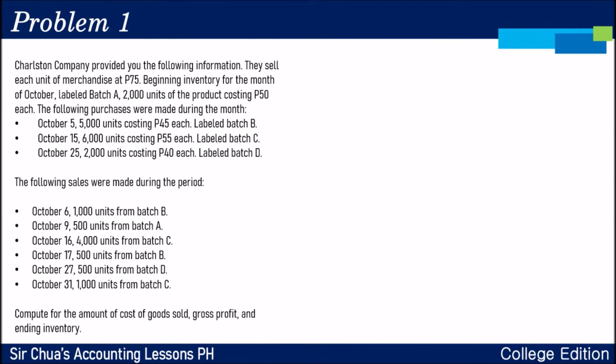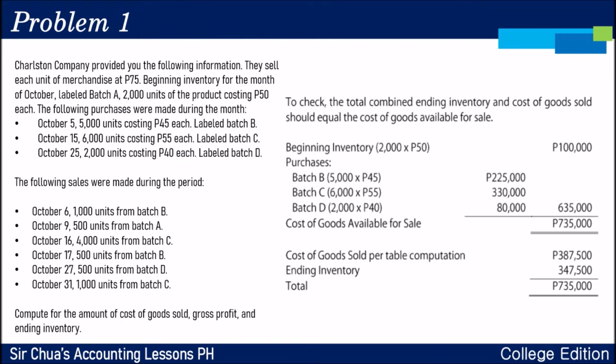Paano nyo po ma-check kung tama yung pinaggagawa nyo, okay? To check, the total combined ending inventory and cost of goods sold should equal cost of goods available for sale. We started the period with a beginning inventory of 2,000 times 50 na 100,000. Then lahat po ng purchases natin, i-multiply natin, which will give you total purchases during the period of 635,000. That is your cost of goods available for sale.